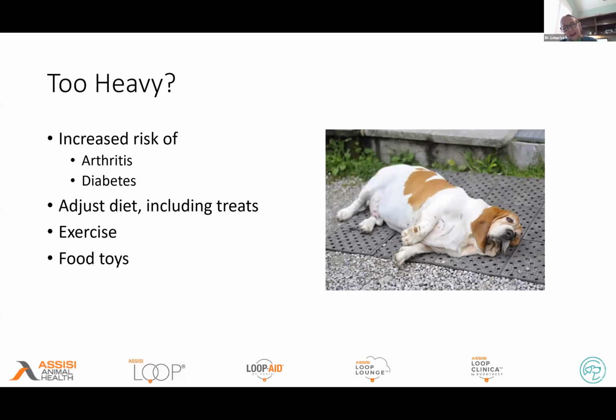So we need to look at the diet. Do we need a lower calorie, higher fiber diet? Don't just look at the food you put in the bowl though, but how many treats are they getting? You need to add that to the calorie count. If they're not doing a lot of exercise, we'll talk about gradually increasing that. And if they're really big, fast eaters, there are some excellent food toys out there that you can use for feeding your pet that will help decrease the speed at which they eat, but it also provides some environmental enrichment. So it helps stimulate their brain as well.